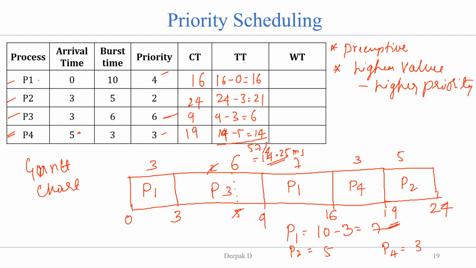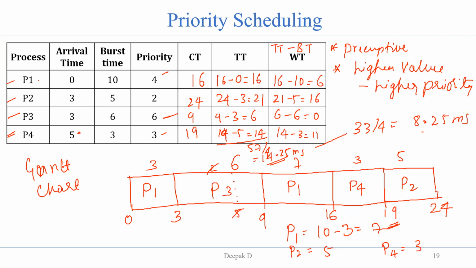Now let's consider the waiting time. That is 16 minus 10. You know the formula, turnaround time minus burst time. So the value is 6. 21 minus 5, it is 16. 6 minus 6, 0. And 14 minus 3, it is 11. So what is the average value here? That is 33 divided by 4. You will get 8.25 milliseconds. So this is how we solve preemptive priority scheduling.